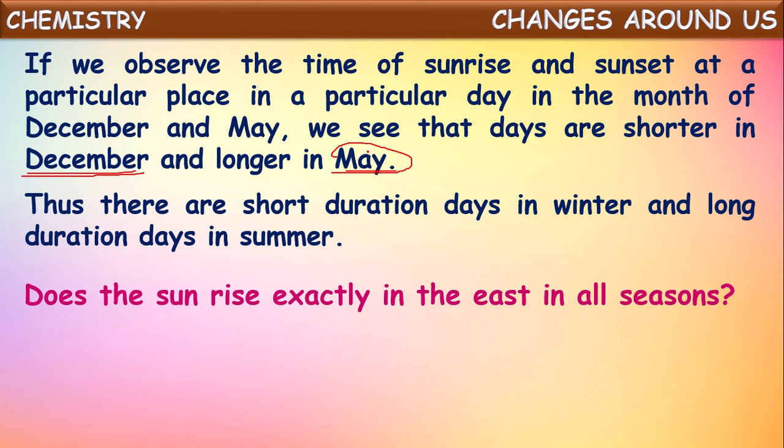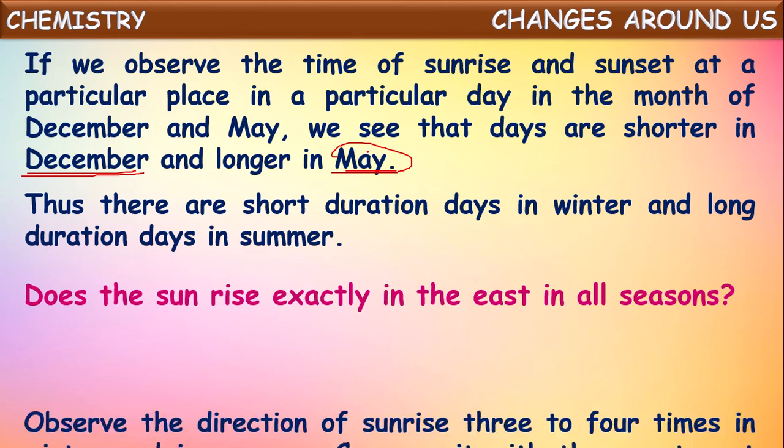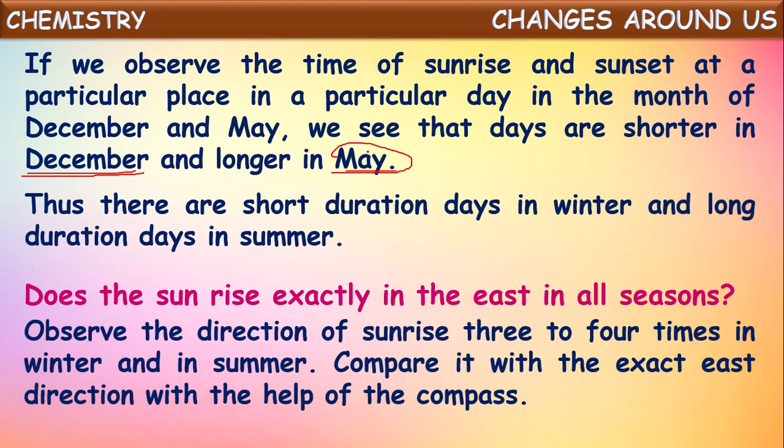Does the sun rise exactly in the east in all the seasons? Will it happen? No, there will be slight changes. Let us see here how it is. Observe the direction of the sunrise three or four times in winter and in summer. Compare it with the exact east direction with the help of a compass.